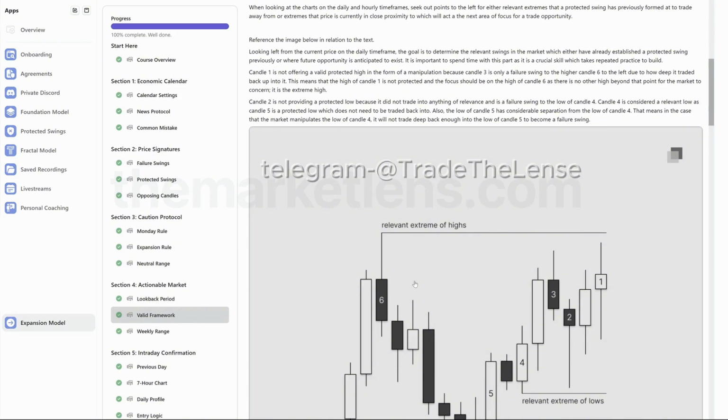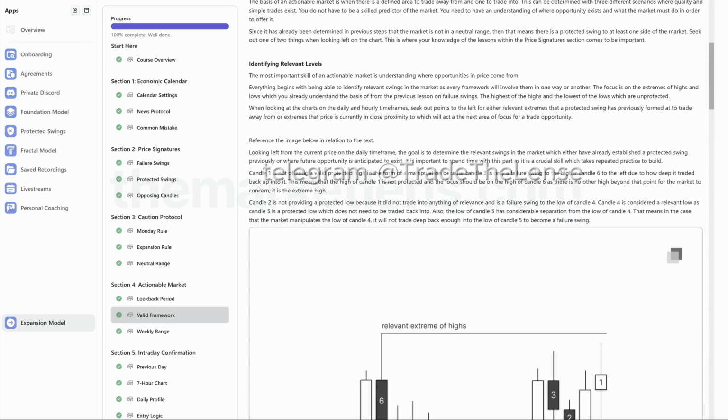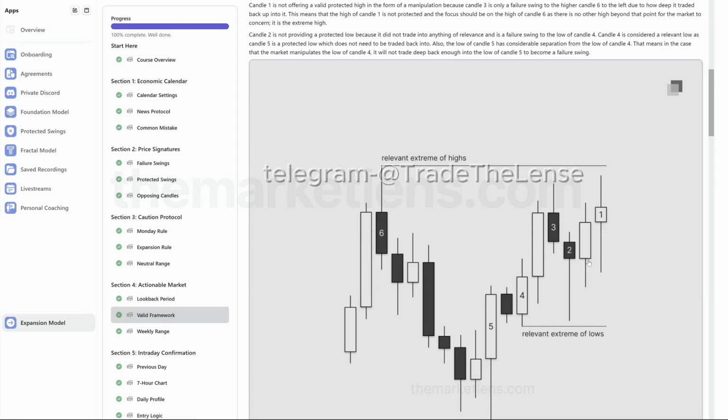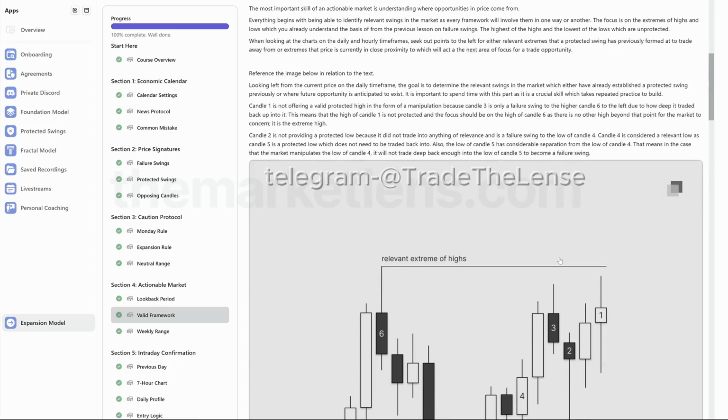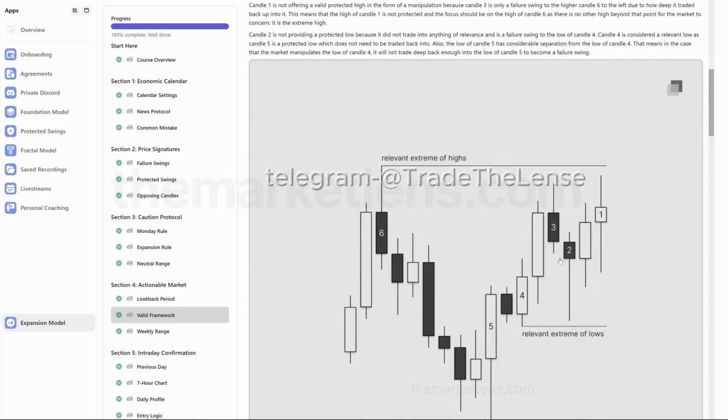Is there already a protected swing formed? Am I near a relevant swing high or low that can be ran out and is going to offer an opportunity? That's really the point of this. And I would really spend time with this section. I'll break down what this is showing, and let's pretend this is a daily time frame, because we're pretty much using your understanding of failure swings and protected swings to draw out where opportunity in the market exists.